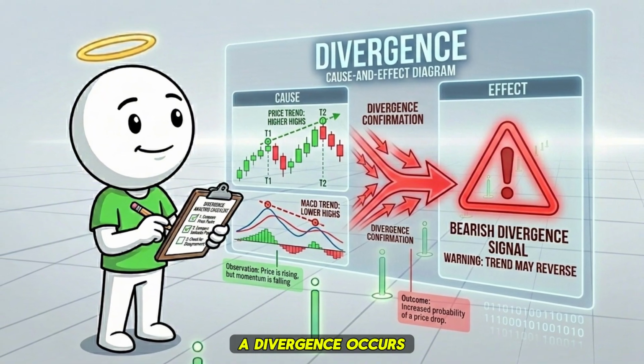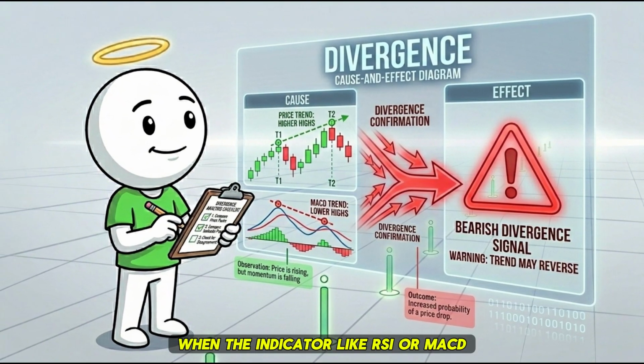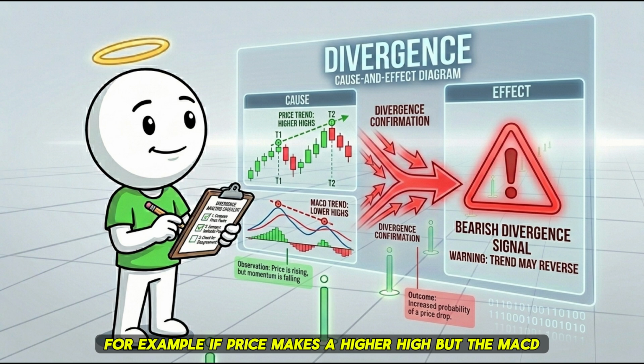Divergences. A divergence occurs when the indicator, like RSI or MACD, moves in the opposite direction of the price. For example, if price makes a higher high but the MACD makes a lower high, this is a bearish divergence, warning of a potential downward reversal.